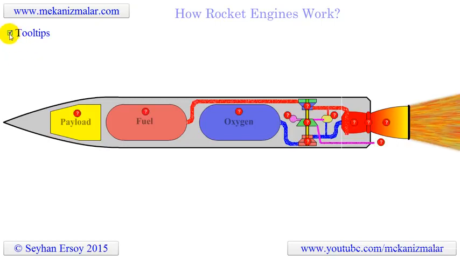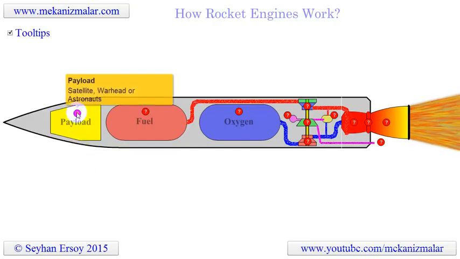In this video I will try to explain the working principles of a rocket and rocket engine. A rocket has four main parts. The first part is the payload. The payload can be anything from a satellite, a warhead, and human beings for space exploration.